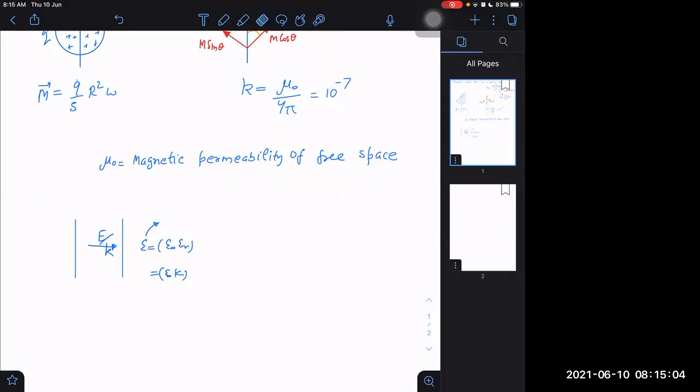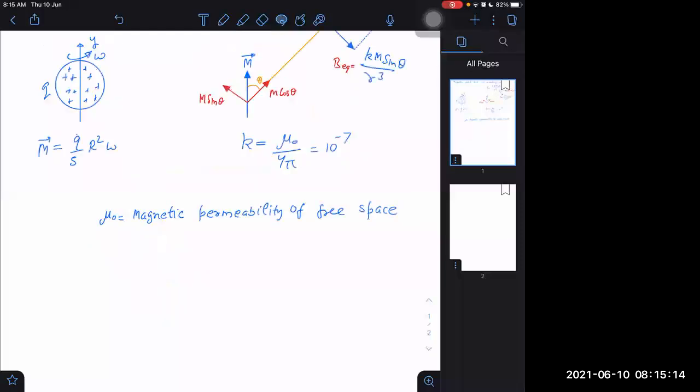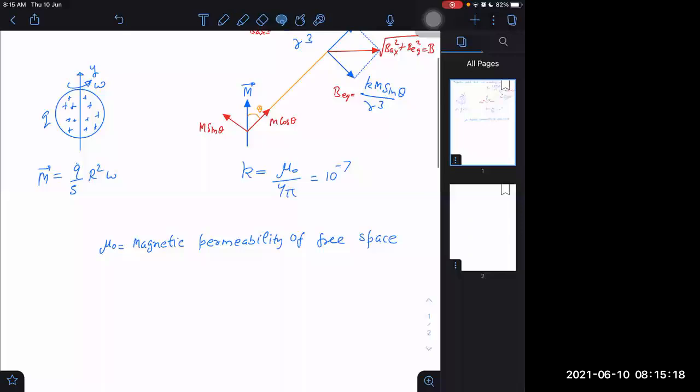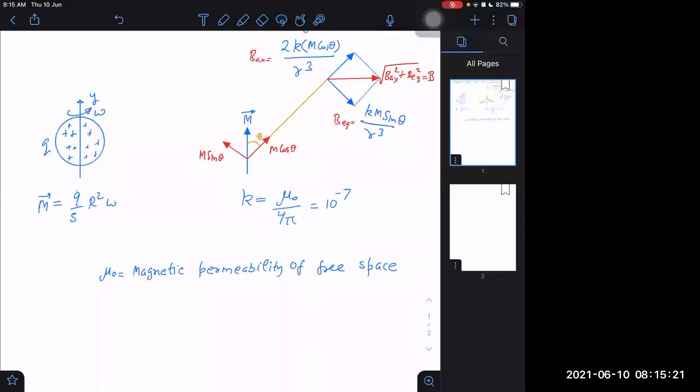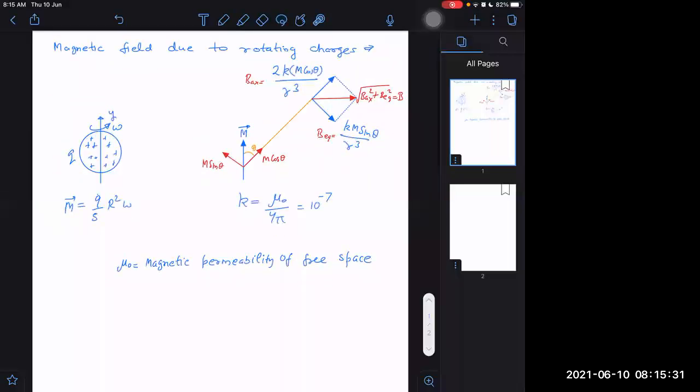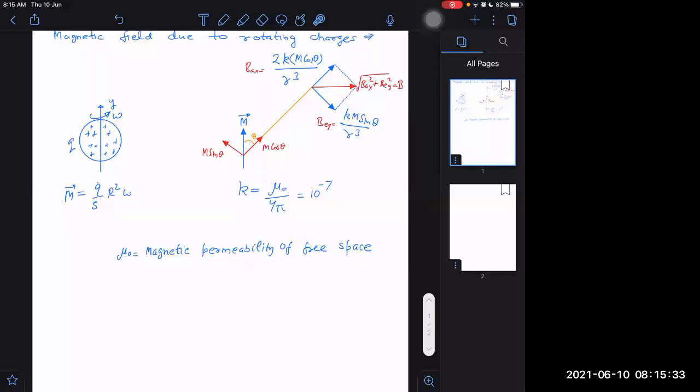There are different possible values of it. For the time being, just treat it as a constant. We will study it in detail later on. You just remember the value of the constant. Mu naught is equal to 4 pi into 10 to the power minus 7, or mu naught upon 4 pi is equal to 10 to the power minus 7 in SI units. Okay, this is enough.